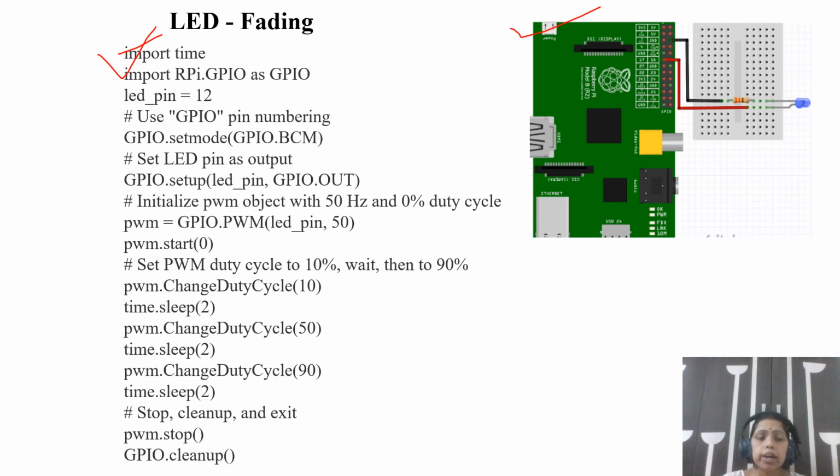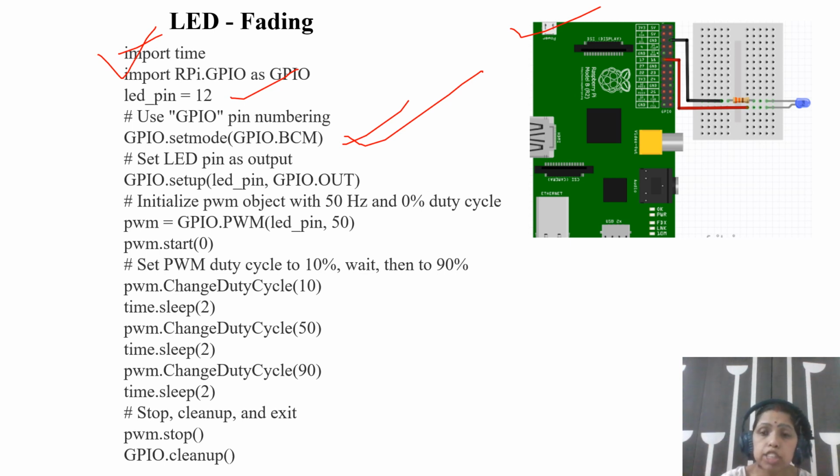Okay, now you can see GPIO.setmode(GPIO.BCM). So you are telling GPIO that the pin number 12 is the board pin. Now the board pin is my output pin or input pin. I'm sending the output value to pin number 12, or I'm collecting a value from pin number 12.